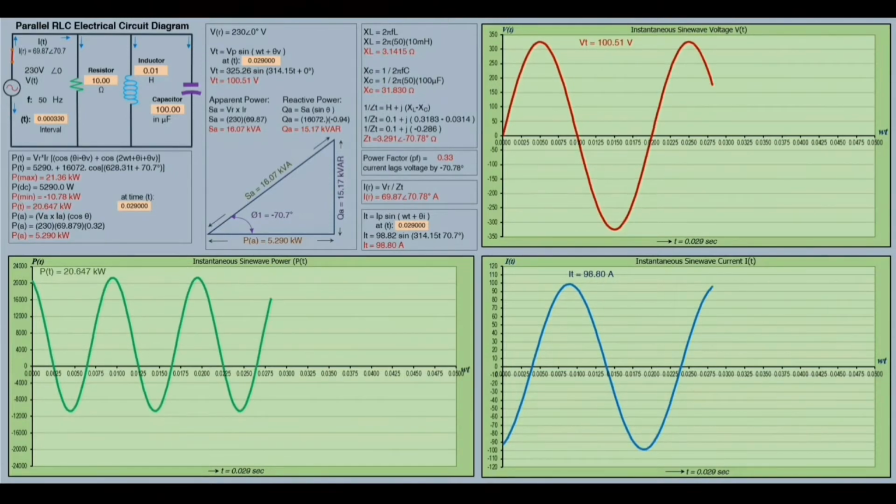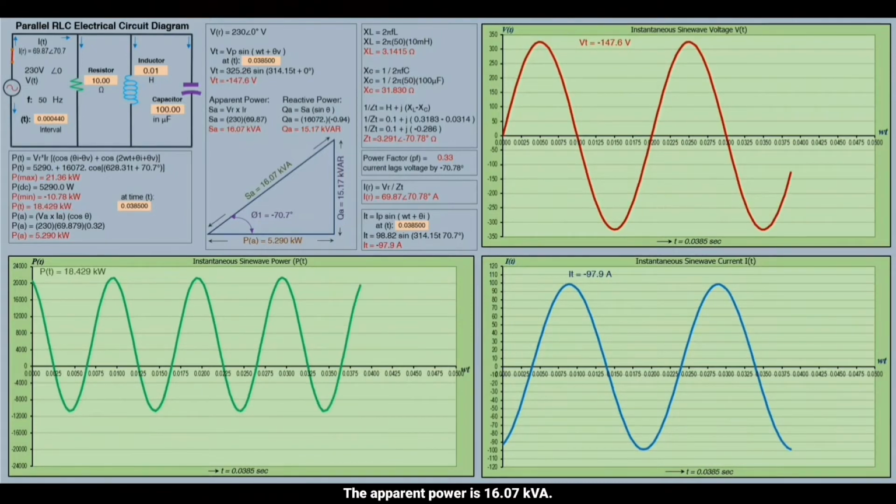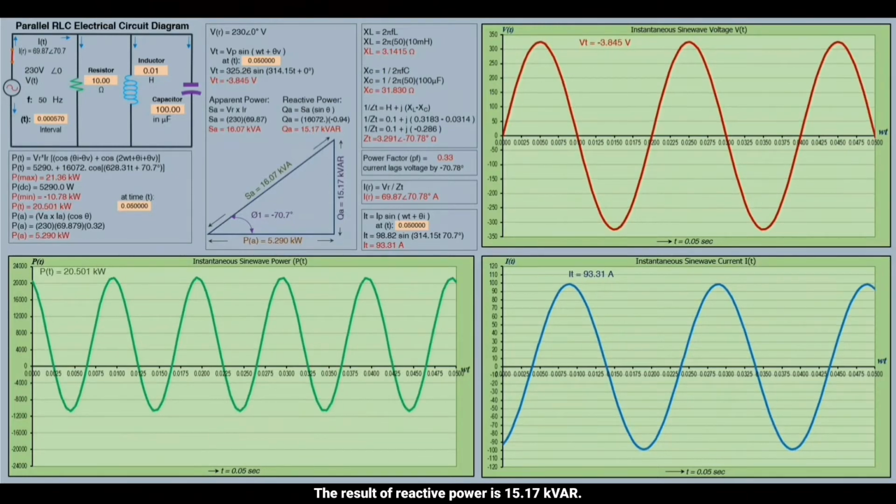The apparent power is 16.07 kV-ampere. The result of reactive power is 15.17 kV-ampere reactive. The power factor is 0.33 lagging.